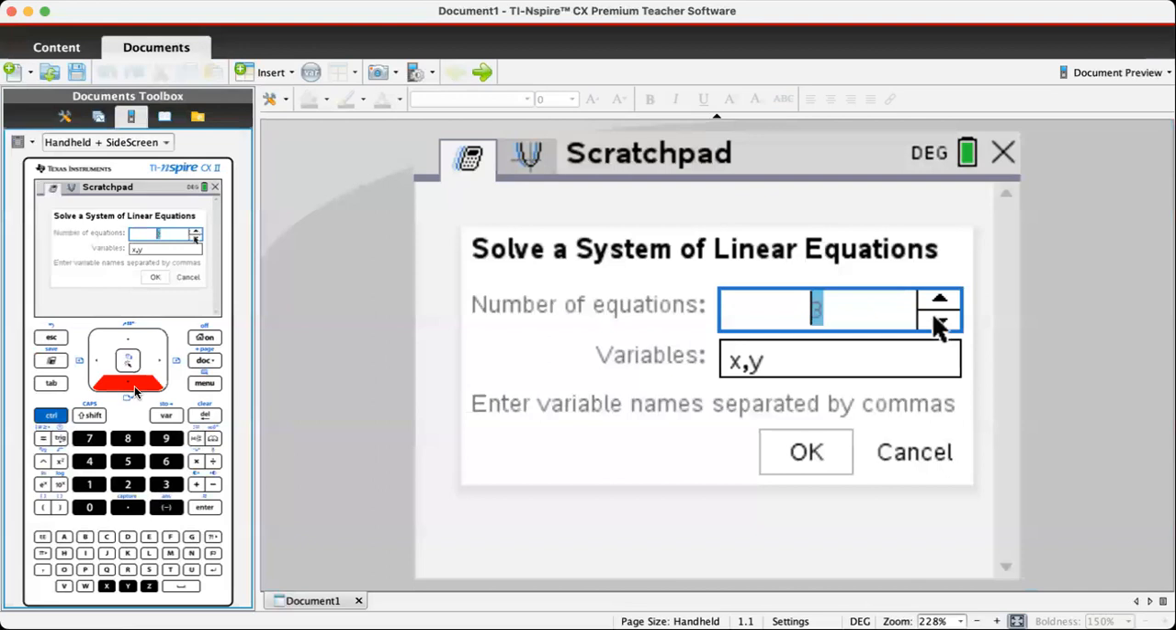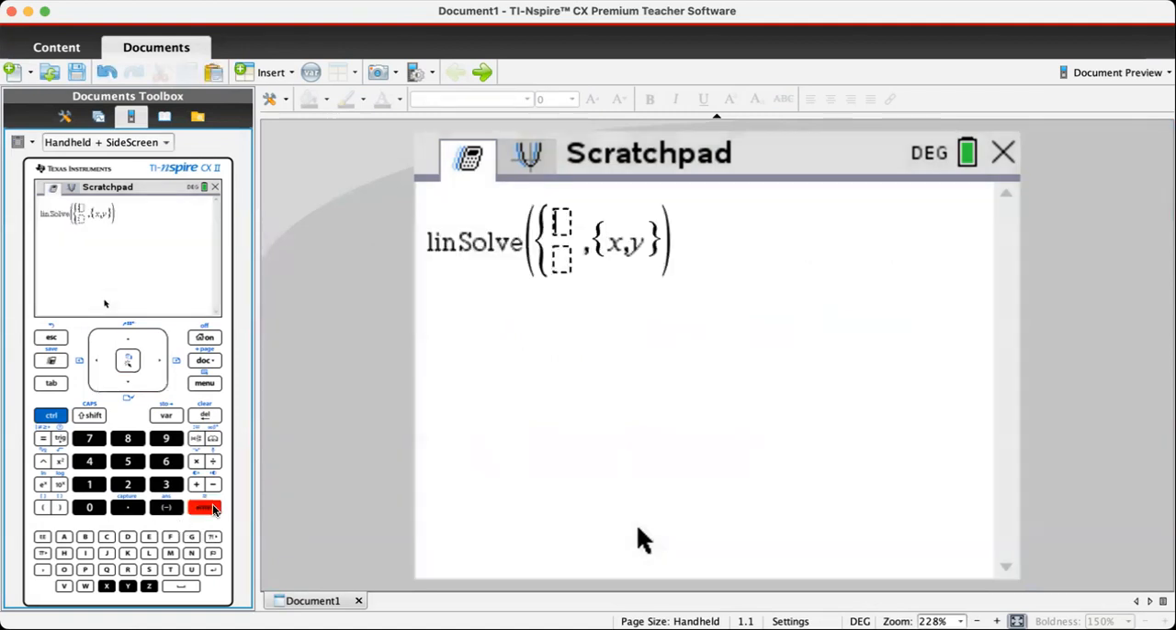And so I'm just going to have 2. And if there's nothing over here, use this key here, the x over here. I hope you can see my cursor hovering around x and y. So use your cursor, therefore, typing in x comma y. And then just press enter. And you should get this on your scratchpad calculator screen. Linear solve with 2 dotted blocks. And in those blocks, you're going to enter your equations.